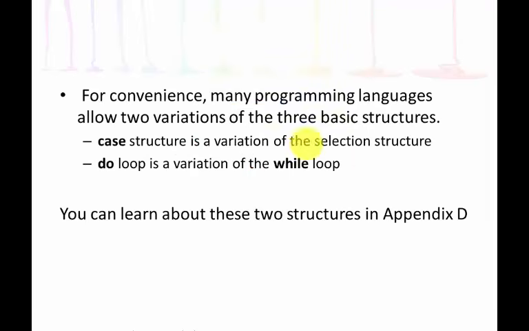For convenience, many programming languages allow 2 variations of the 3 basic structures. Now we get the case structure is a variation of the selection structure, and the do loop is a variation of the while loop. Now, you can learn about these two structures in Appendix D, and I would suggest that you just read Appendix D just to give you an understanding on case structure and the do loop and the while loop. Please join me in the next video in which we'll be discussing making decisions in Chapter 4.